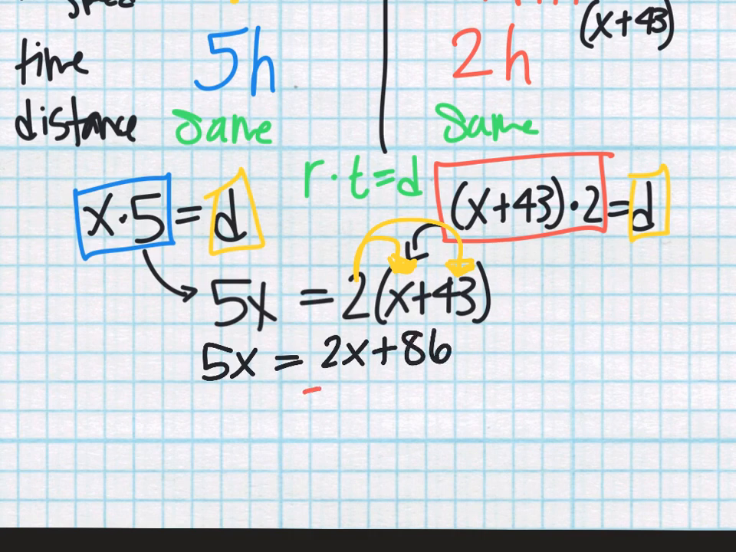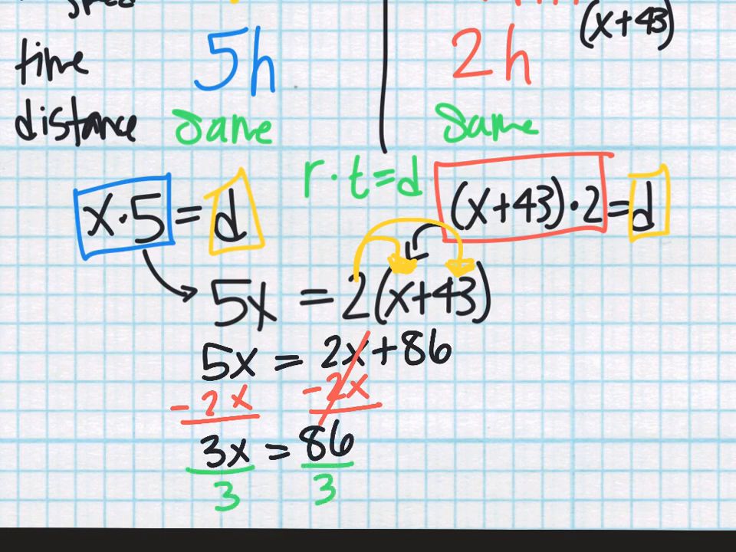So next step, I'm going to subtract 2x from both sides. That gives me a 0. 5x minus 2x, 3x equals, so that's 0, plus 86, so 86. To solve, I'm going to divide by 3. That gives me 1. And I get x equals 28.67.